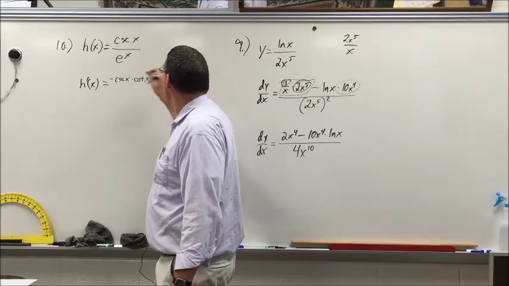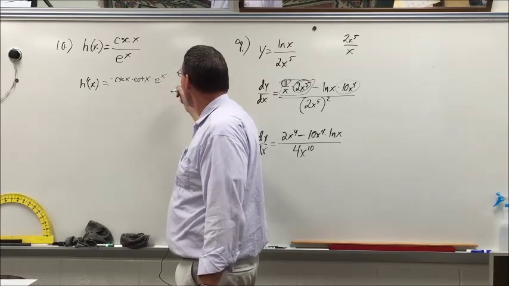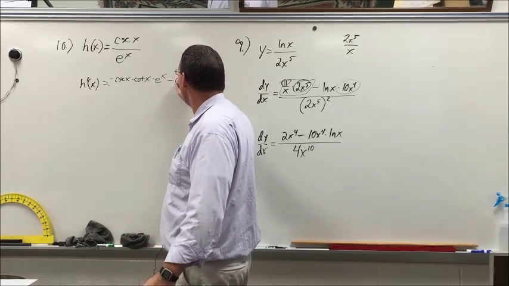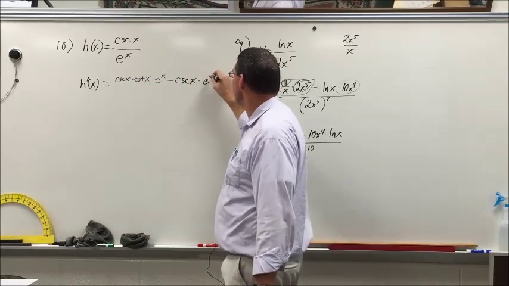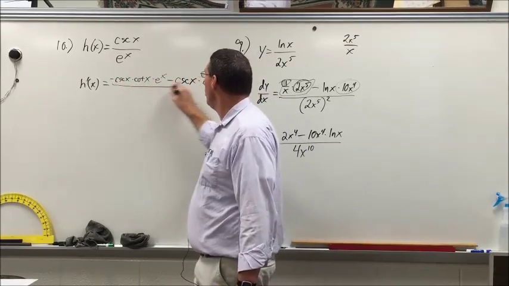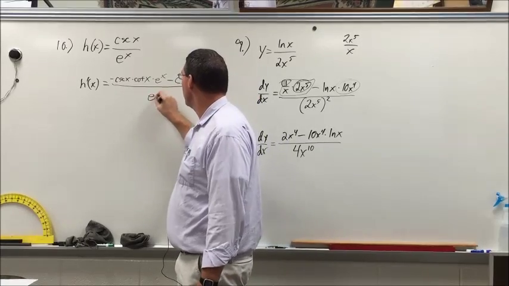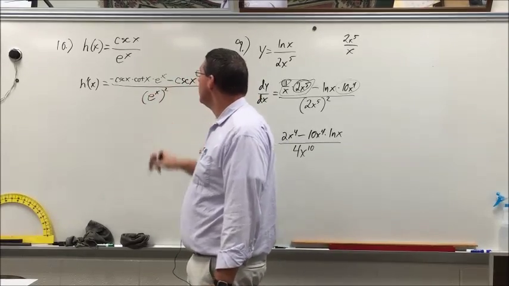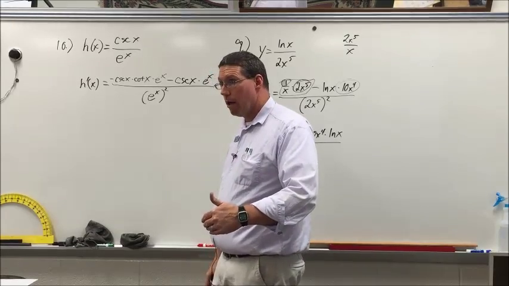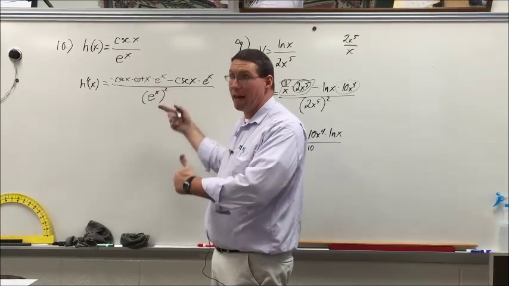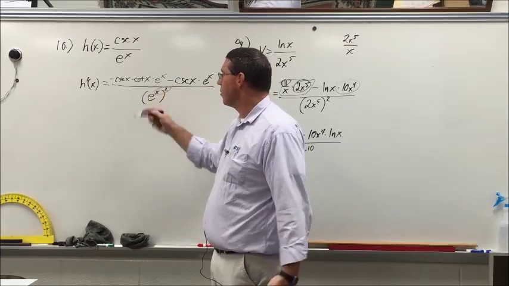Okay, good. Times the bottom, e to the x, minus the top, cosecant, times the derivative of the bottom, which again is just e to the x, all over the bottom squared, e to the x squared. Did you know that e to the x squared is e to the 2x power? You know, when you have this, you can multiply them.